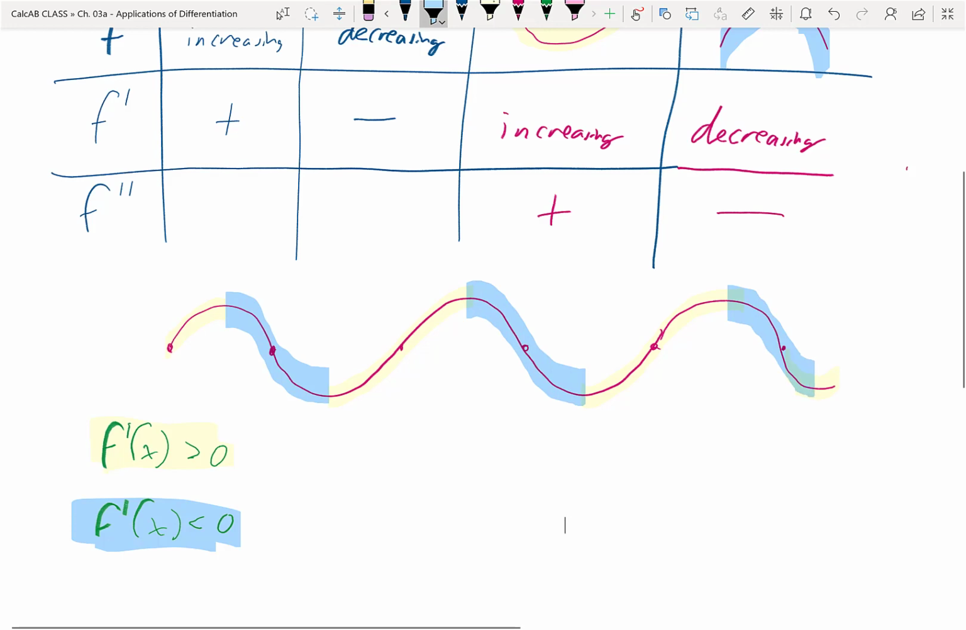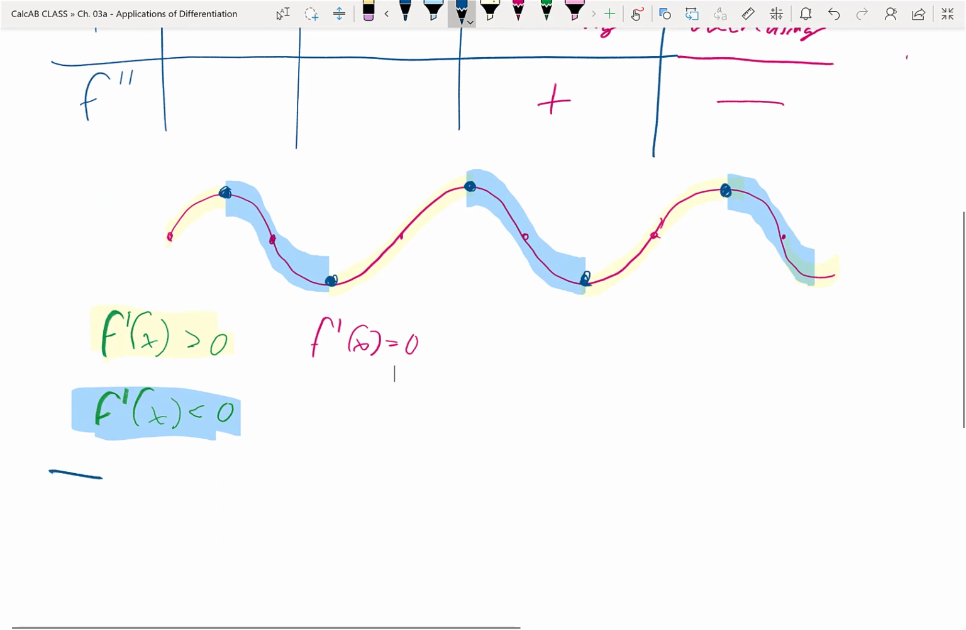There we go. And then any place where f prime of x is equal to 0 are these points here that we call local extrema. That's a first derivative in a nutshell about where it's positive and negative.